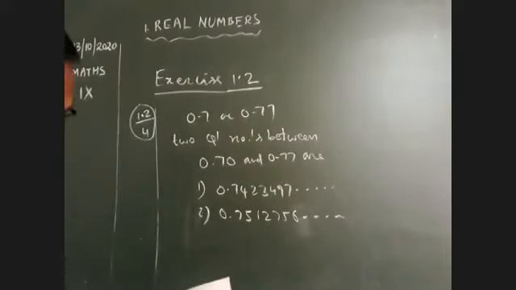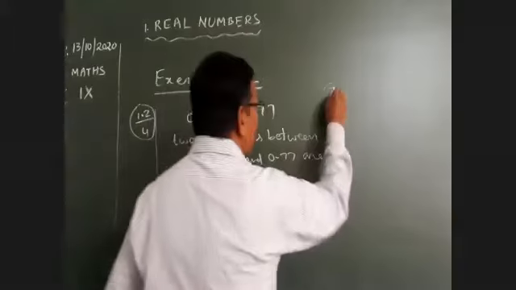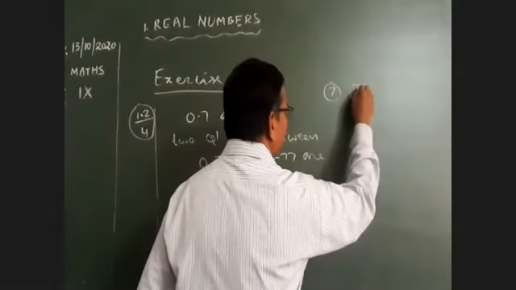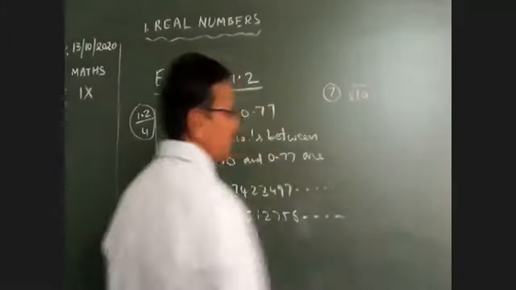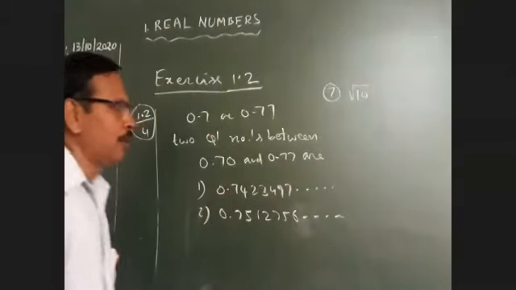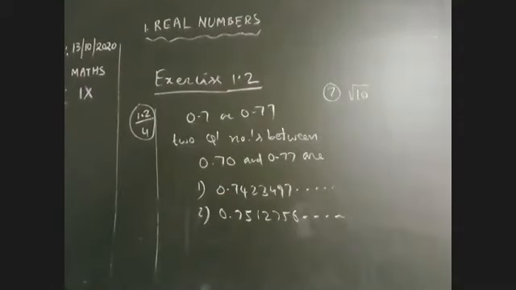Next, remaining sums number 5, 6, 7. I have already done root 2, how to find. Root 7 also I have given how to find. The remaining two sums you can do. Sum number 7 here: locate root 10 on the number line. That I will take at the end, because that takes half an hour to explain. Next class I will do it: geometrical representation of irrational numbers.